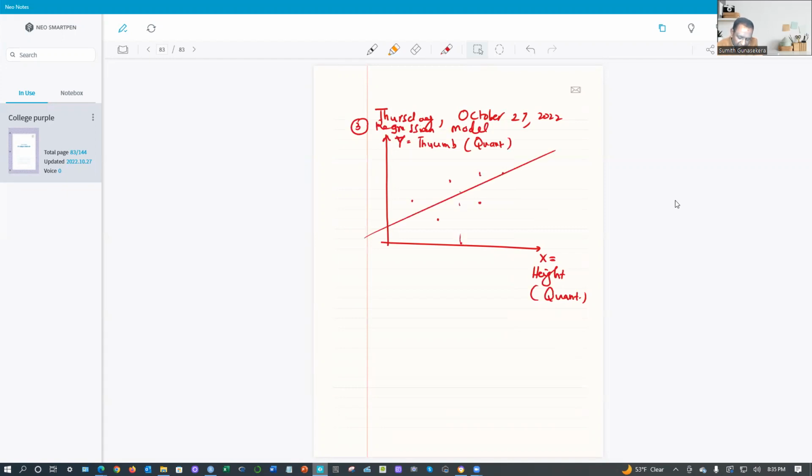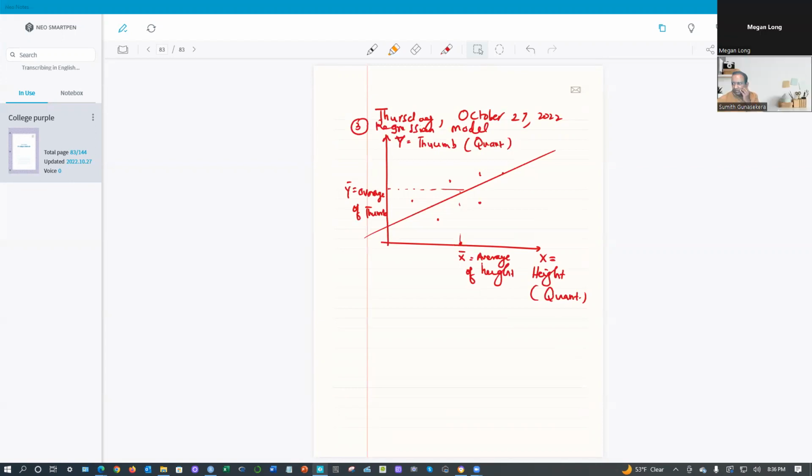Then you have X bar, the average of height. This one, Y bar, the average of thumb.